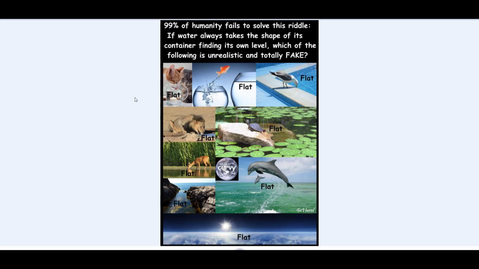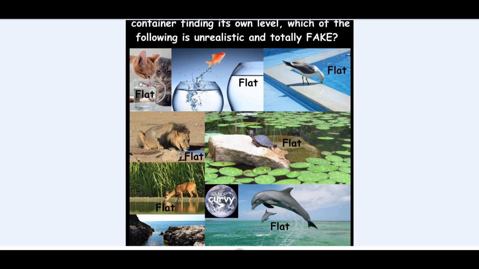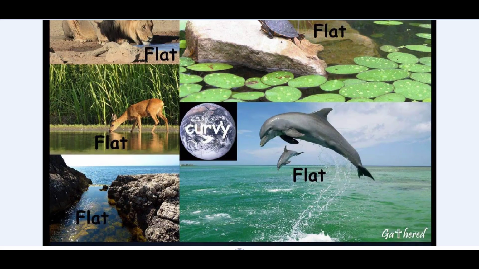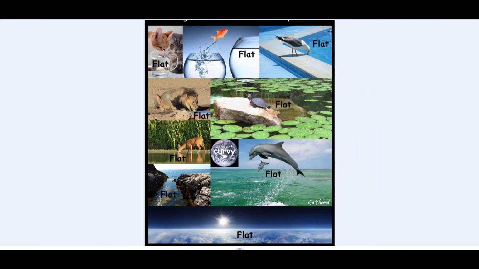99% of humanity fails to solve this riddle. If water always takes the shape of its container, finding its own level, which of the following is unrealistic and totally fake? So let's see. Look at this. Flat, flat, flat, flat. Everything is flat, with the exception of the curvy spinning ball Earth with curved water.